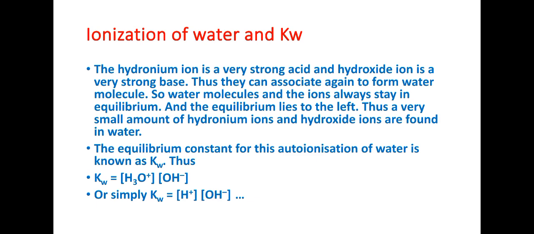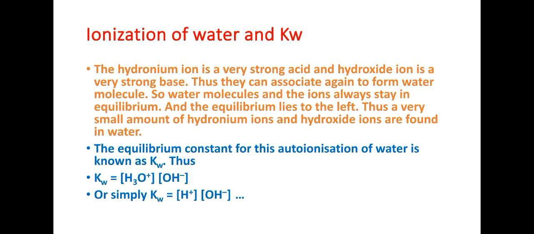In this case, we should have an equilibrium constant, and this can be represented by Kw. Thus, Kw must be equal to the molar concentration of H3O positive multiplied by the molar concentration of OH negative. Simply, we can say that Kw is the molar concentration of hydrogen ion times the molar concentration of hydroxyl ion. So this is the self-ionization of water and Kw. Kw is the equilibrium constant of water.